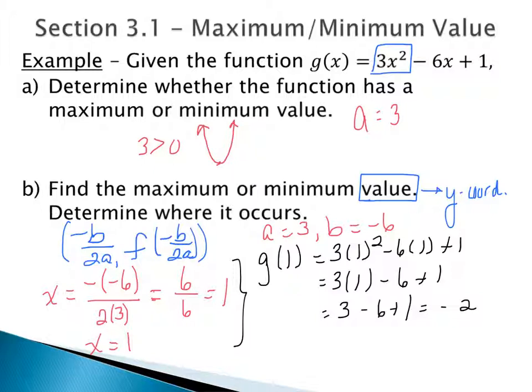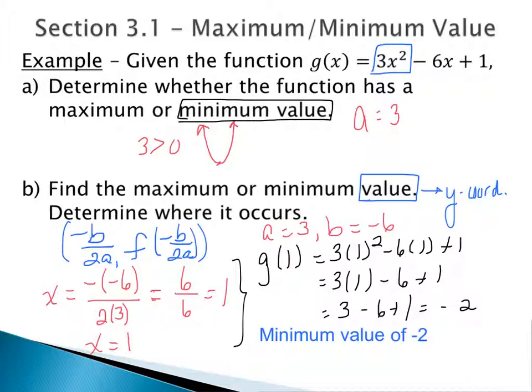So when we write our answer, we're going to say that we have a minimum value, right? It's a minimum because going back to what we said in part A, we had that minimum value of negative 2. That would be the minimum value. And where it occurs would be at that x-coordinate, x equals 1. So we would say that there's a minimum value of negative 2 at x equals 1.